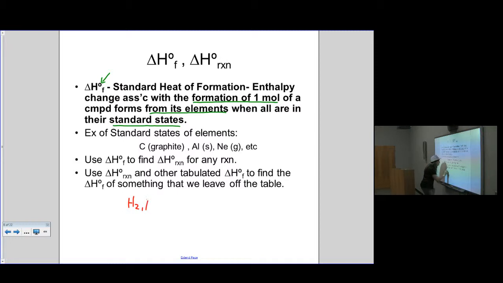H2, N2, O2, F2, Cl2, Br2, and I2. All of those are elemental molecules, and these are all gases. That's their standard state as a gas. Bromine, remember, has a standard state of a liquid, and iodine's standard state is a solid. So you should be watching for those. Anyway, we can use these delta H of formations in this table to find whatever our reaction is.